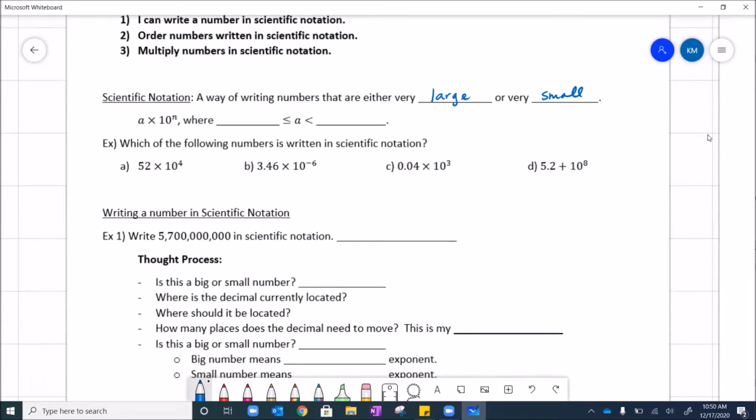And our rule for scientific notation is a times 10 to the n, where a, that number that's being multiplied, is greater than or equal to 1 and less than 10. Okay. Notice it says less than, not less than or equal to. It cannot be 10. So a has to be a one-digit number.